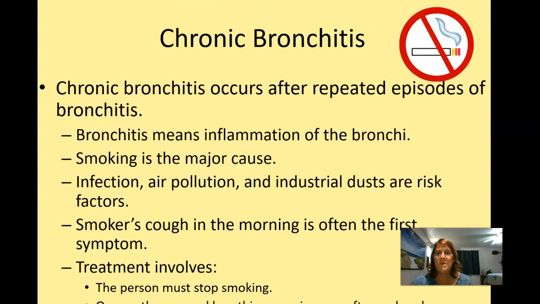So with chronic bronchitis, which is one of our COPDs, it occurs after repeated episodes of bronchitis. The term bronchitis means inflammation of the bronchi. And again, smoking is one of the major causes. So infection, air pollution, and industrial dust are also risk factors. And a lot of times people will have what we call a smoker's cough in the morning. So first thing in the morning, they're just hacking all the time. So the best treatment is going to be to just stop smoking. Now, a lot of these people will need oxygen therapy, breathing exercises. We want to try to prevent them from getting respiratory tract infections, but the biggest treatment is going to be to stop that smoking.